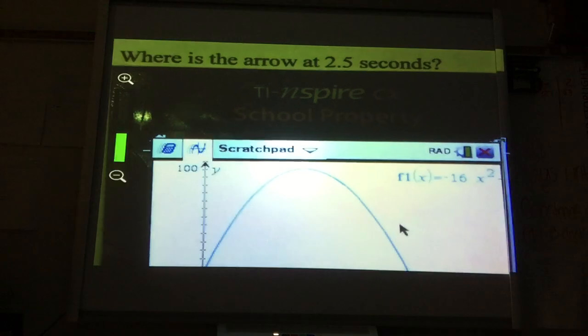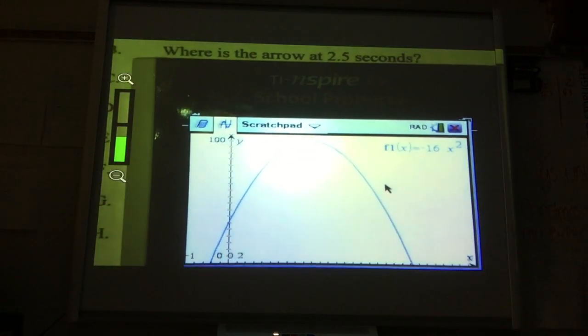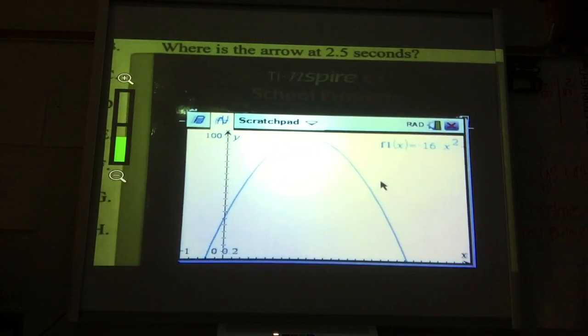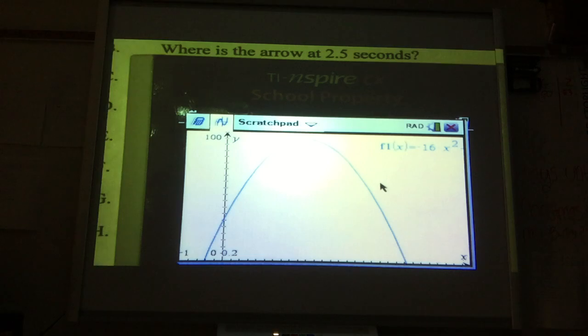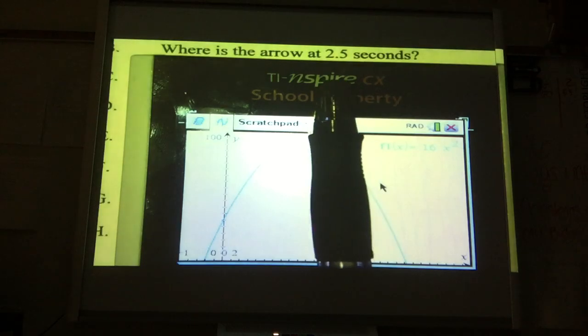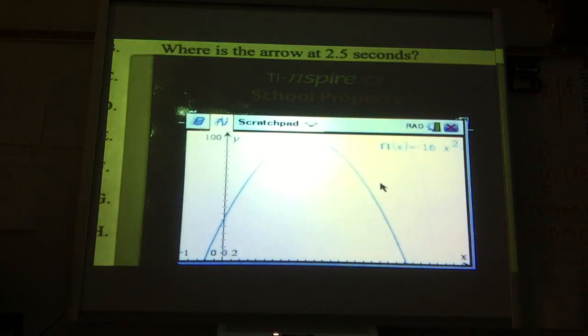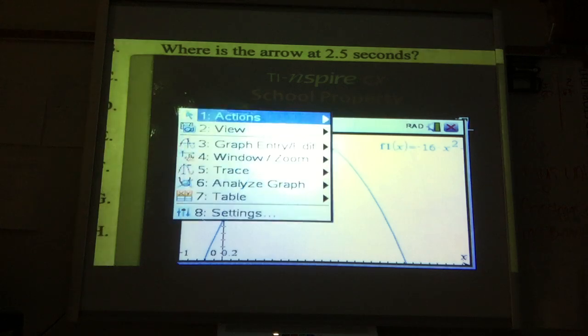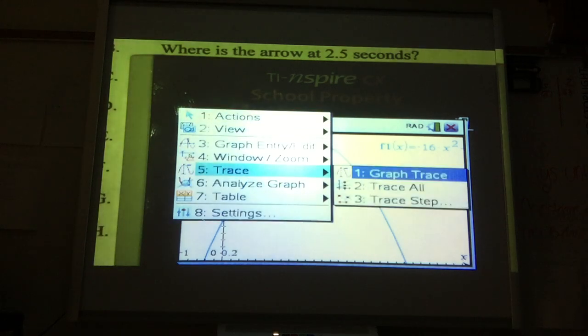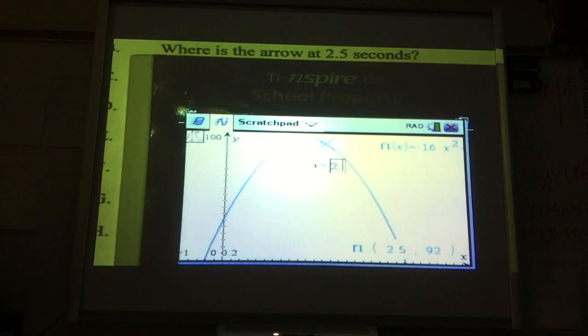Well, to answer that, let me zoom out a little bit. To answer that, it's really easy actually to use this trace option. You're trying to find when x is 2.5 seconds, or when t is 2.5 seconds. That would look like a vertical line at 2.5. And I don't know how to do that on the calculator very well. I'm sure there are ways, but I usually just use this menu trace, which is 5, and then that graph trace, the top one. And then if you type in 2.5 seconds into this, it tells you it's at 92 feet. You can see that.